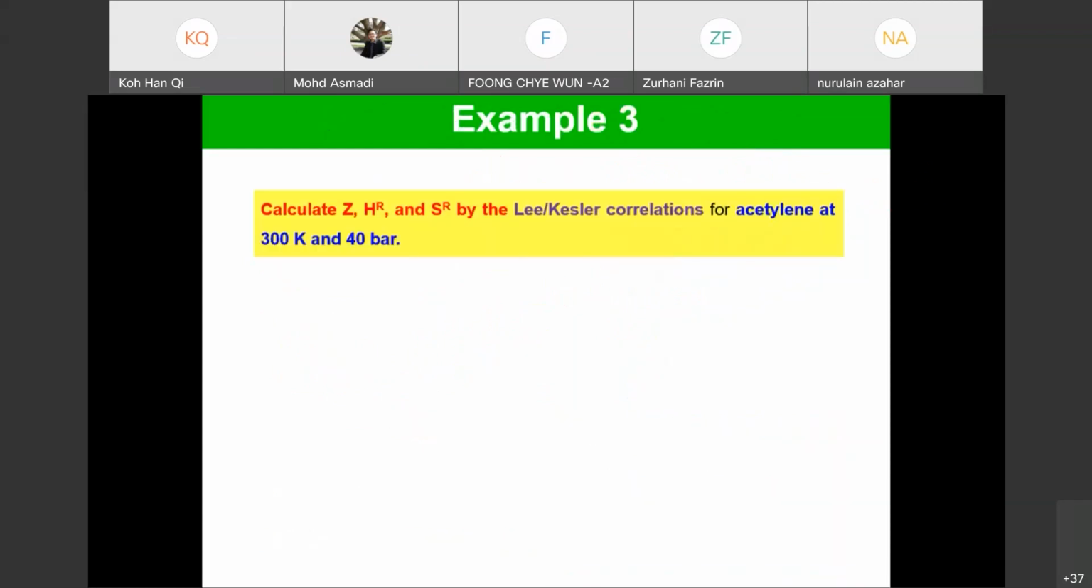Okay, let's see the example. This one is if you have to use Lee-Kessler.